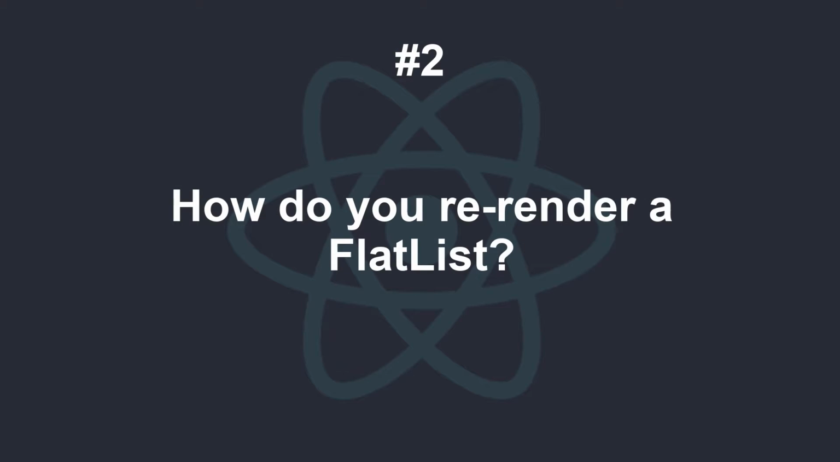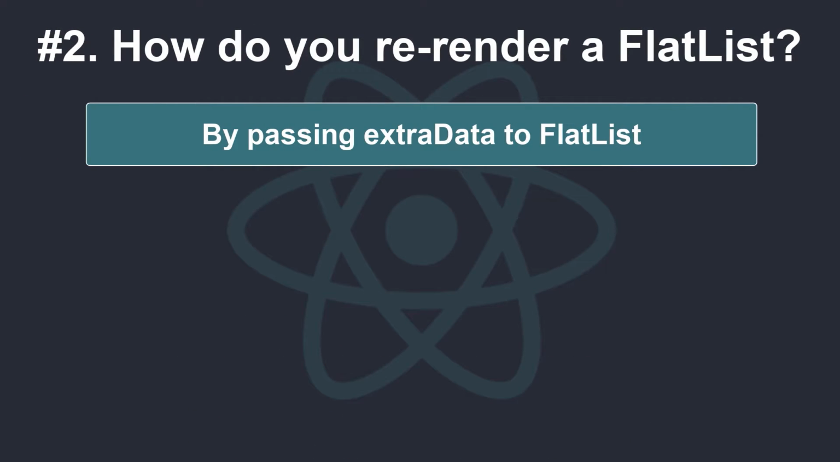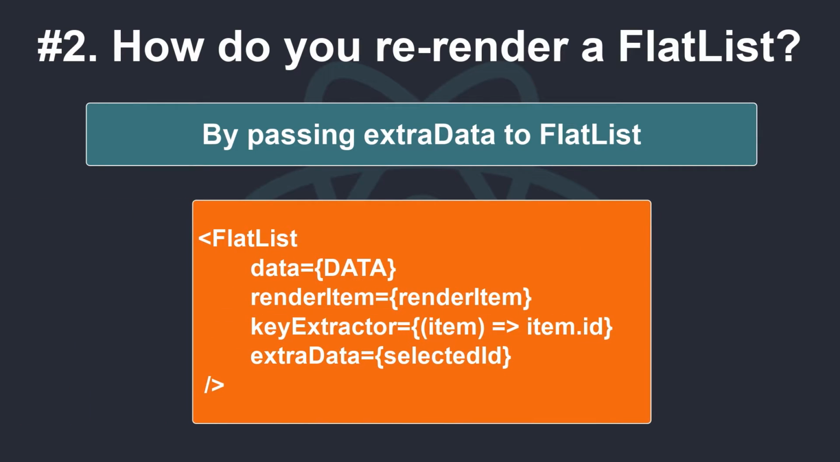How do we re-render a FlatList? By passing extraData to FlatList, we make sure FlatList will re-render itself when its value changes. Without setting this prop, FlatList wouldn't know it needs to re-render any items, because it's also a pure component and the prop comparison will not show any changes.